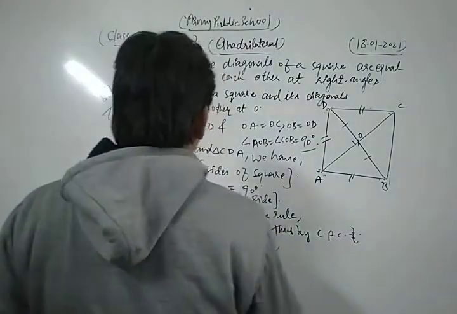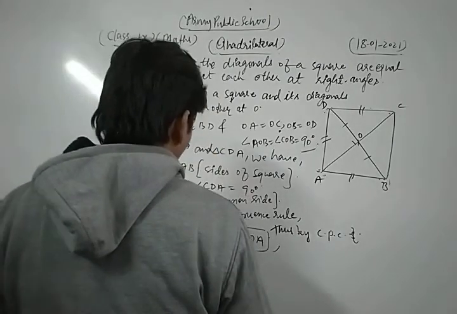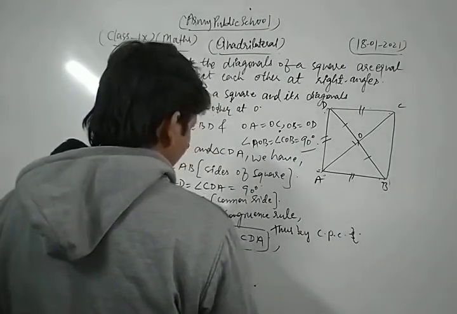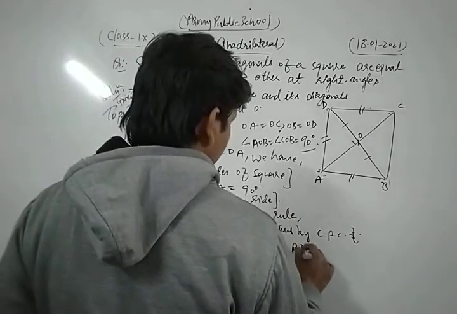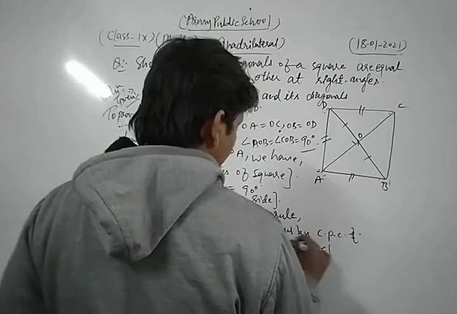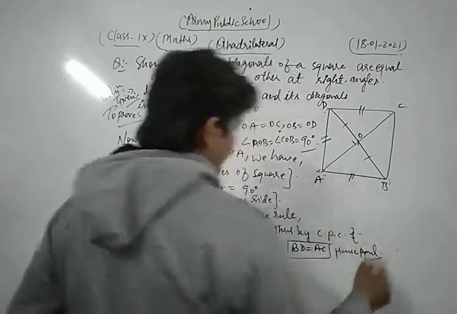Triangle BAD. Here we write BAD. So BA is equal to BD, which is equal to AC, that is BD is equal to AC or CA. Hence proved one result. Okay, dear students.